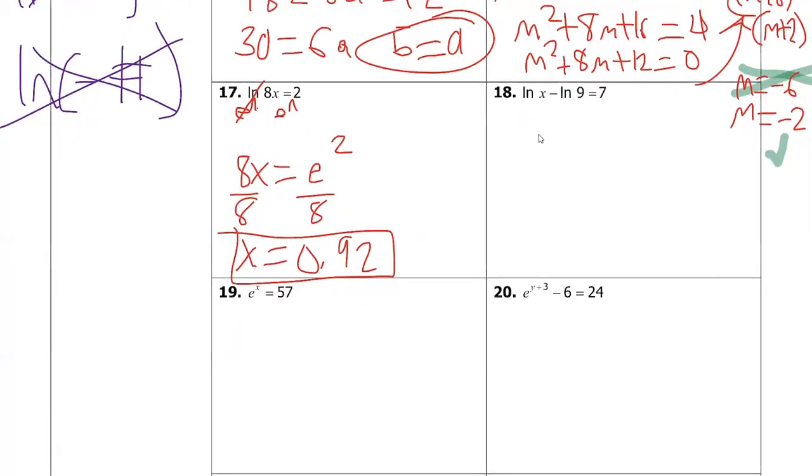So that's the idea. If you have a single log equals a number, like for example, this one, you'd want to first condense your logarithms.